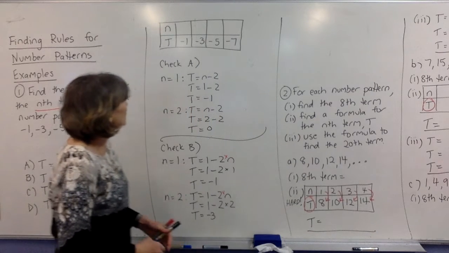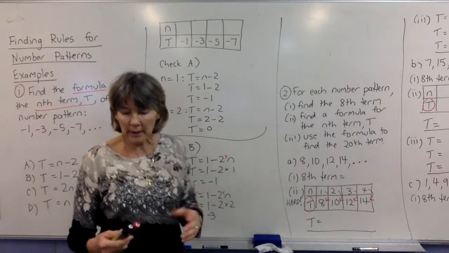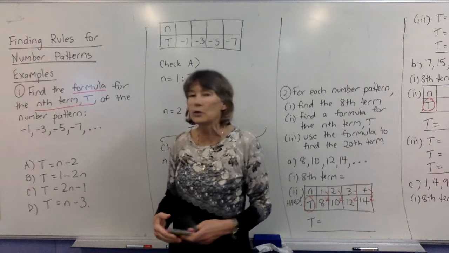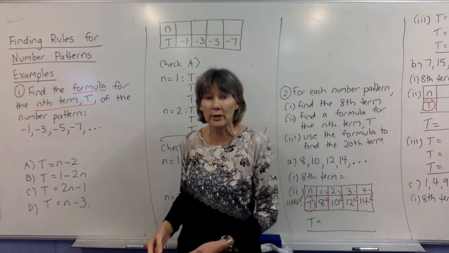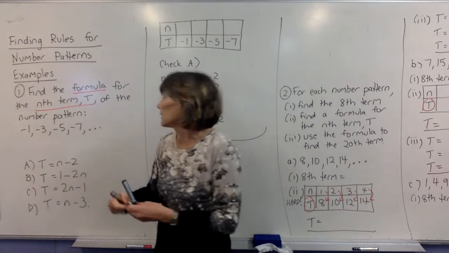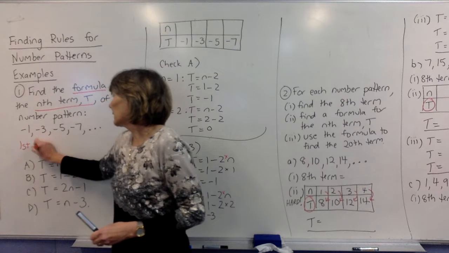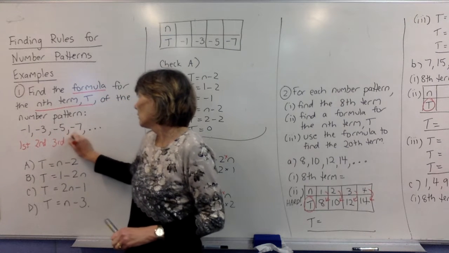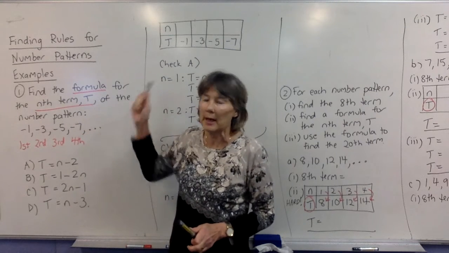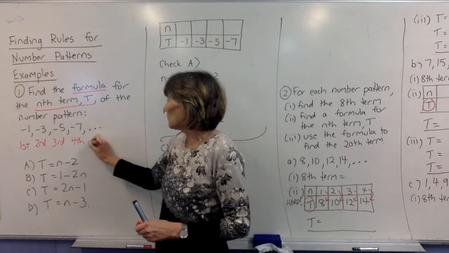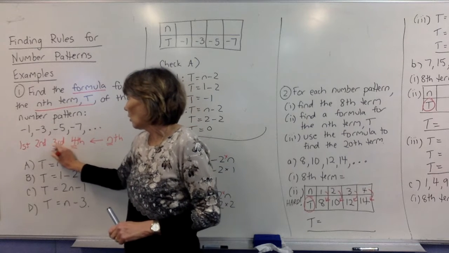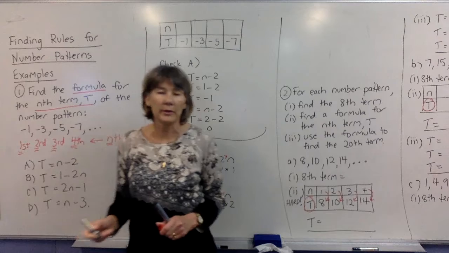Okay, so when we do this sort of work, we're looking at the position of the term, so the nth term. So we're looking at, did you come first in the race, second in the race, third in the race, fourth in the race, 10th in the race? Or in this case, first in the number pattern, second in the number pattern, third, fourth, etc. So what we're going to do is take those things and put them into a table. So the n is the actual position, because it's nth, right? So it's the position of the number in the number pattern.